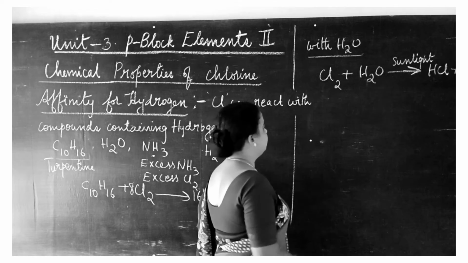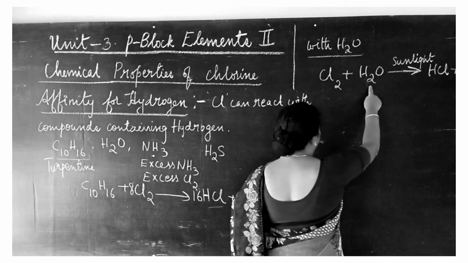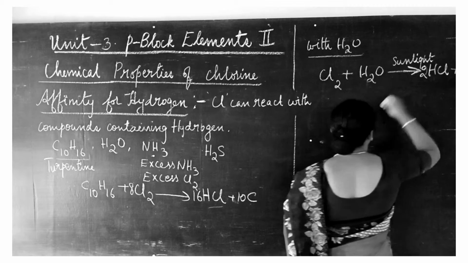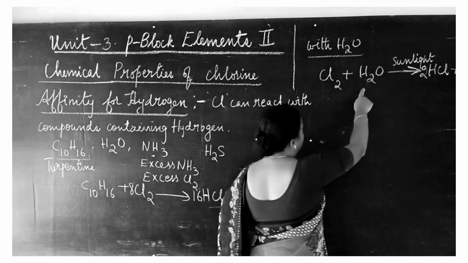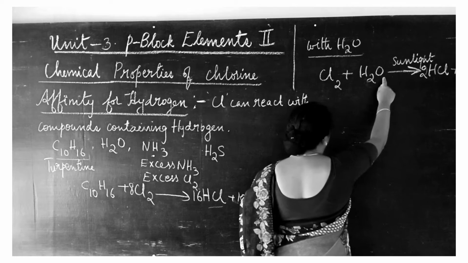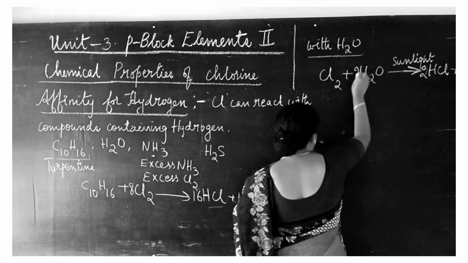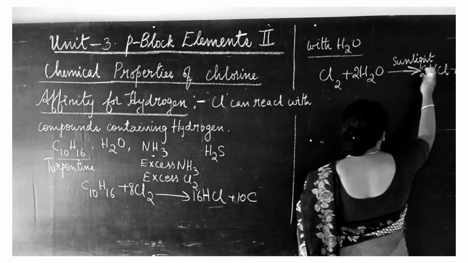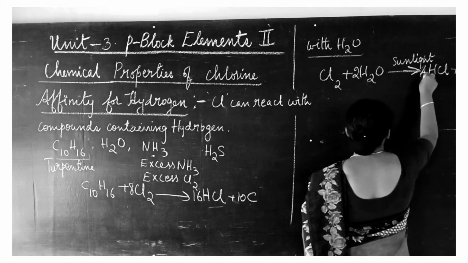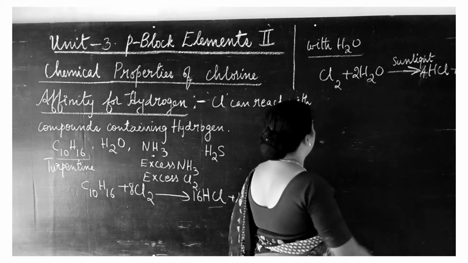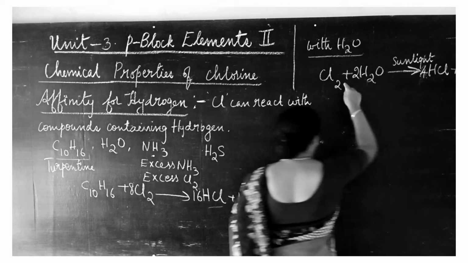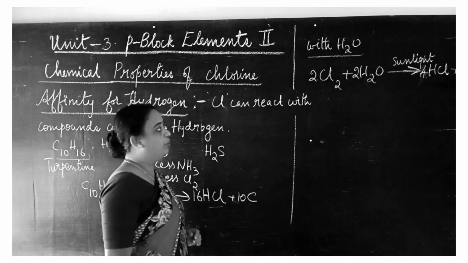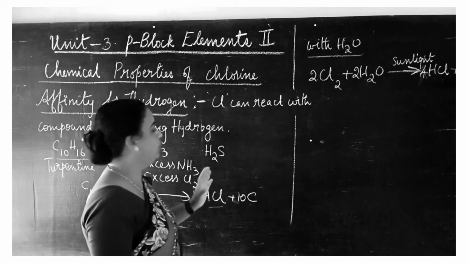Now let us balance here. Here there are 2 hydrogen, so I put 2 over here. Now oxygen: here only 1 oxygen, so I put 2 oxygen. When I put 2 here, it becomes 4, so I change this and it becomes 4 hydrogen. This is the balancing of the reaction of chlorine with water.